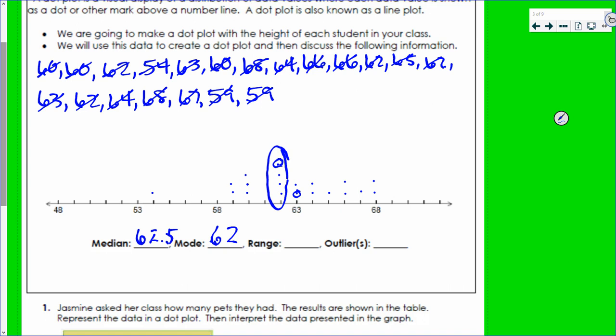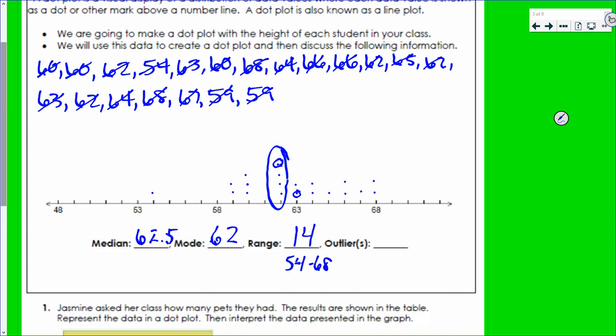Range. Range is also extremely easy in a dot plot. What was the furthest left? 54. What's the furthest right? 68. So that gives me a range of what? 14. I thought someone said 12.